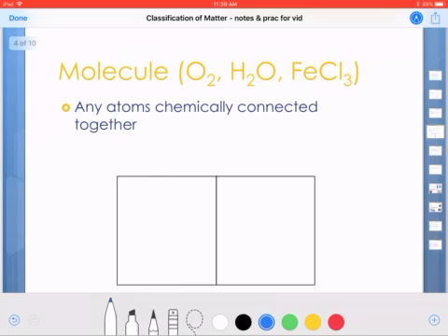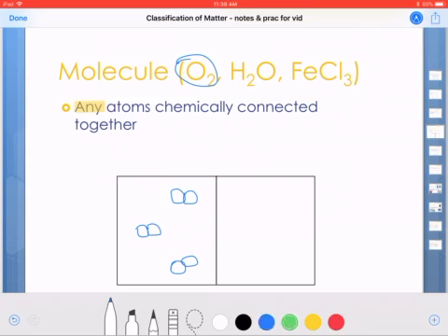A molecule is the next definition. Molecule, again, I'm going to show you 2 different versions, but it's any atom that is connected together. So the key word here is any. It doesn't matter if they're the same, it doesn't matter if they're different. As long as there's some sort of link, it's going to be a molecule. So if I had some circles connected together, that would be a good representation of O2, or the oxygen that we breathe, because it's 2 oxygen atoms connected together. That's a molecule. There's a connection there.